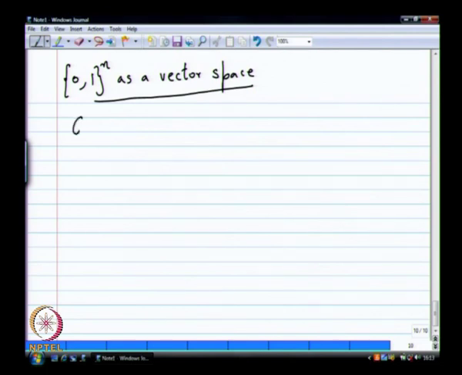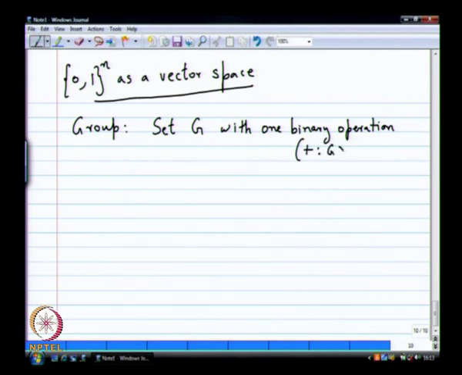The first thing you will need is something about a group. A group is a set G, finite. We'll always talk about finite, but it can be infinite also. A set G with one binary operation. What is a binary operation? A binary operation, which we will denote as plus, is basically a mapping from G cross G to G. Take any two elements of G, it will do this operation and produce another element of G. A set G with one binary operation is a group if some three conditions are satisfied.